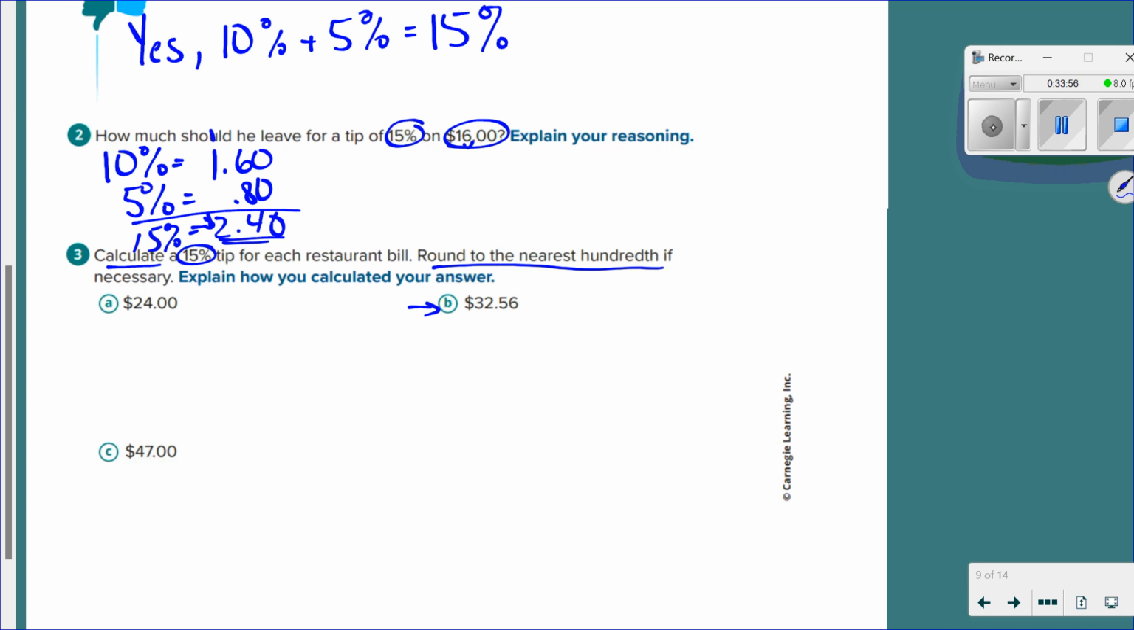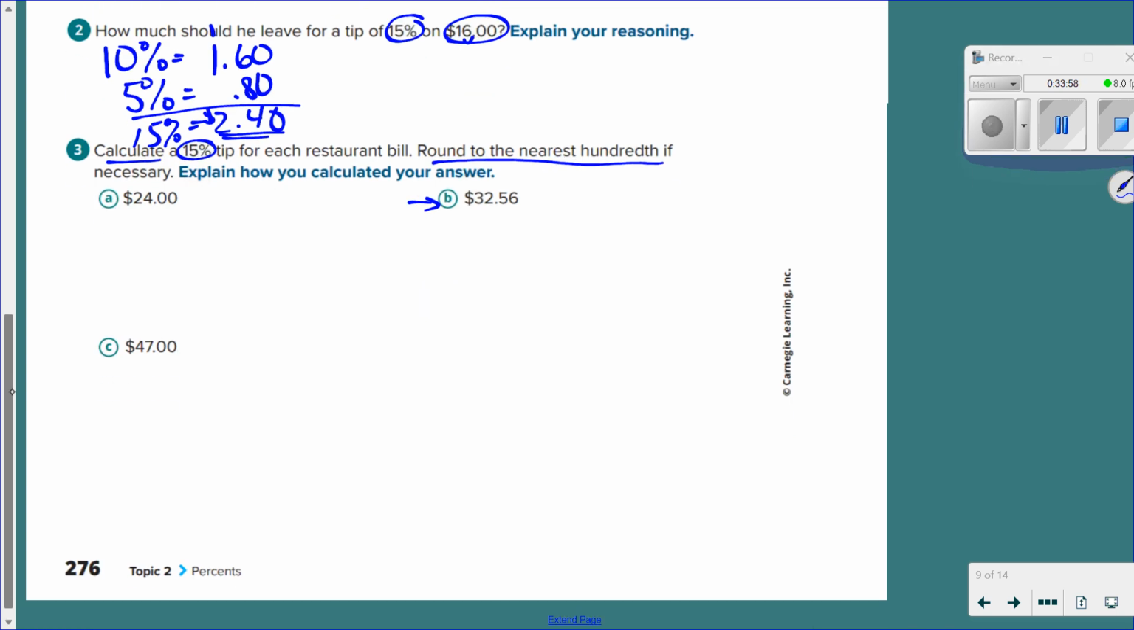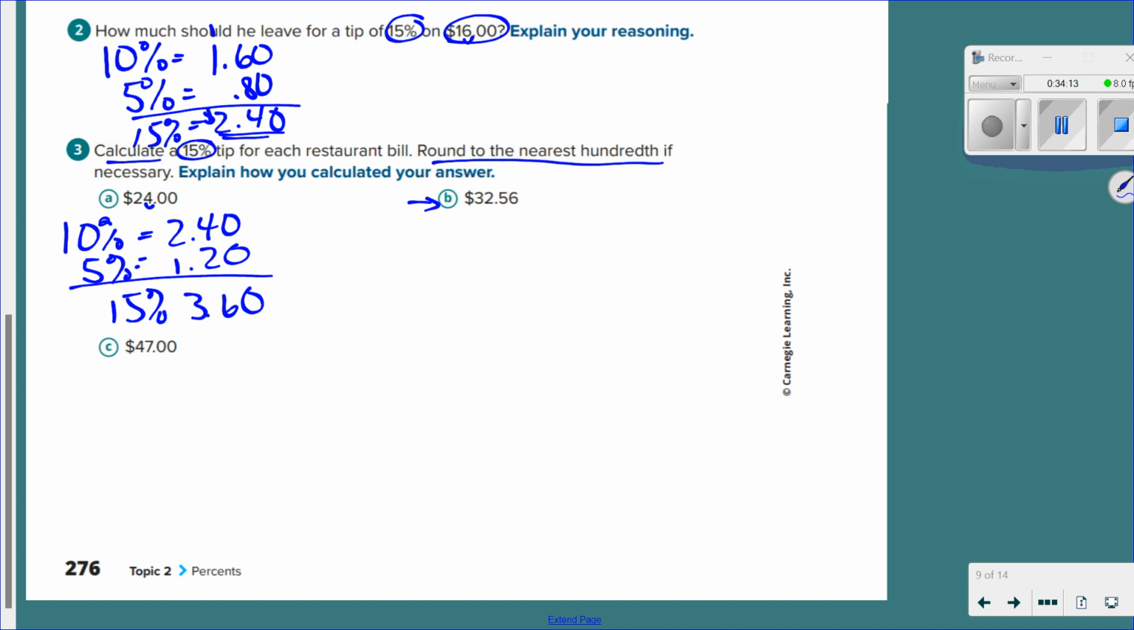So I had to shut you guys a little early so we can get the recording done, but this should not be too difficult. 10%, I'm just moving my decimal once. That's 240. 5% is half of that, or 120. My 15%, I put those two together. 0, 6, 3.